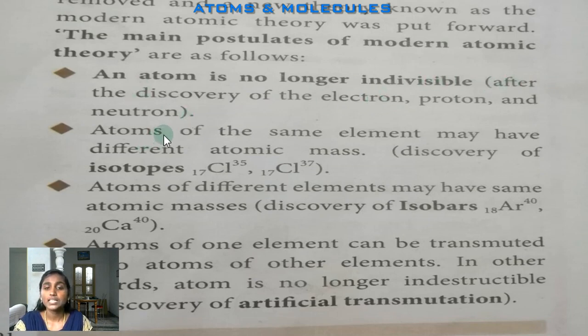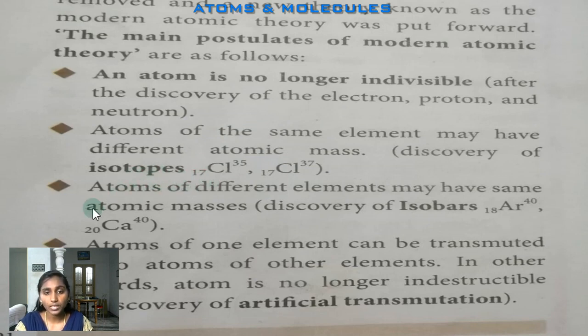Then second point, atom of same element. See this example, chlorine. The atoms of the same element may have different atomic mass. That is called as what? Isotope. This is also one more question, you have to note it. Atoms of the same element may have different atomic mass, called isotopes.